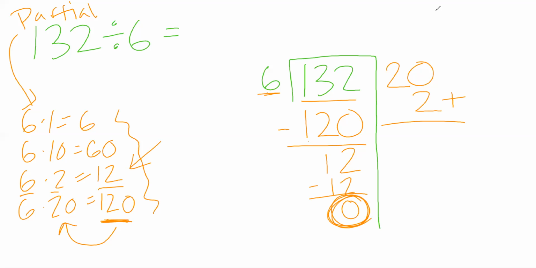Let me just add this up. Just like if this was the circle with those equal groups, we're just adding what's in the circle. And what's in this one is a group of 20 and a group of 2. So that's 22. So 132 divided by 6 equals 22. Okay? All right. Again, don't stress it. Just keep watching, keep practicing.